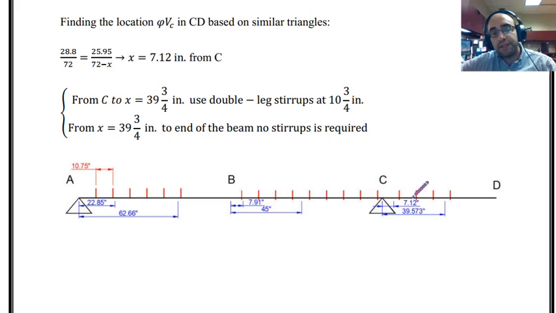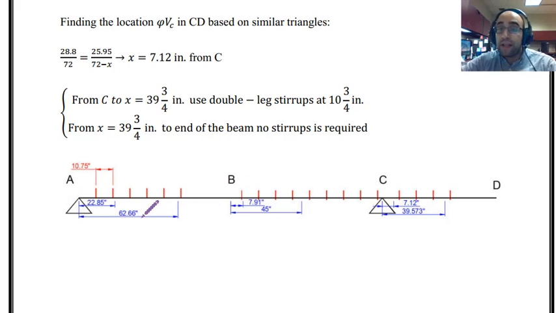And then from point C to point D, in this region, we said we didn't need any stirrup, so there are no stirrups. And then in these regions, we needed minimum stirrups. That's why the spacing that I have between stirrups is the maximum, which was 10 and 3/4 of an inch. In this final diagram, I'm showing you the location of stirrups.